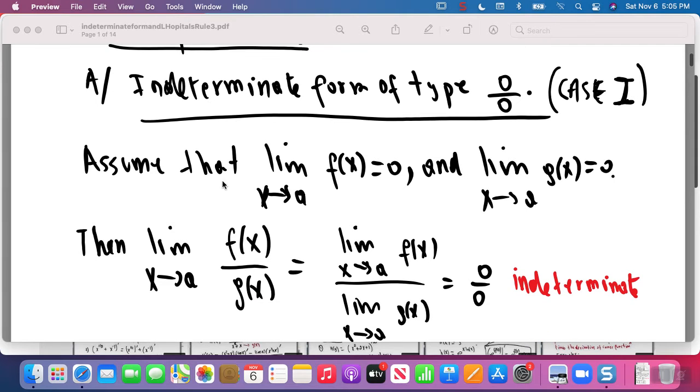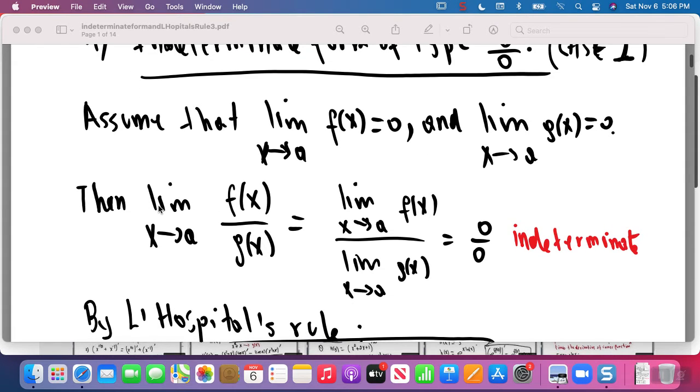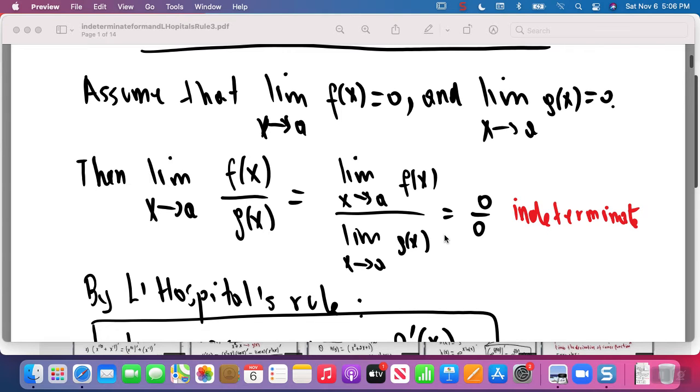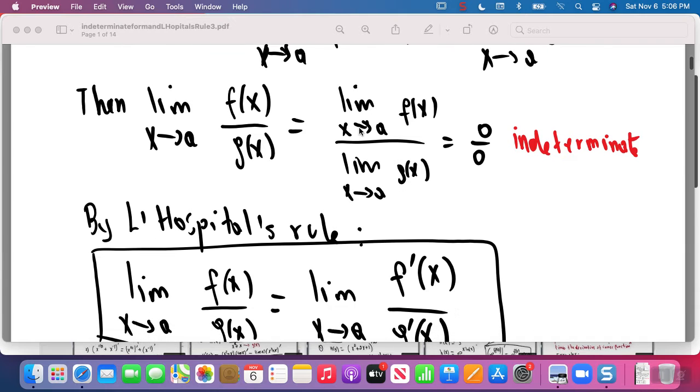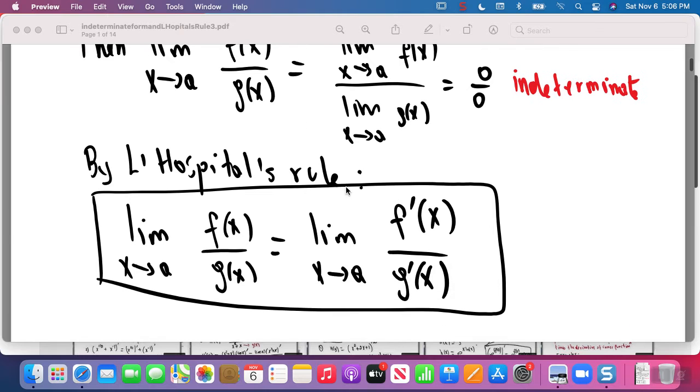It means that, let's assume that the limit of the function f of x as x approaches a equals 0, and the limit of g of x as x approaches a equals 0. Now you're taking the limit as x approaches a of f of x divided by g of x, which means when you apply the limit to the numerator and denominator, you're going to get a 0 over 0. 0 over 0 in calculus is an indeterminate. It's not determined.